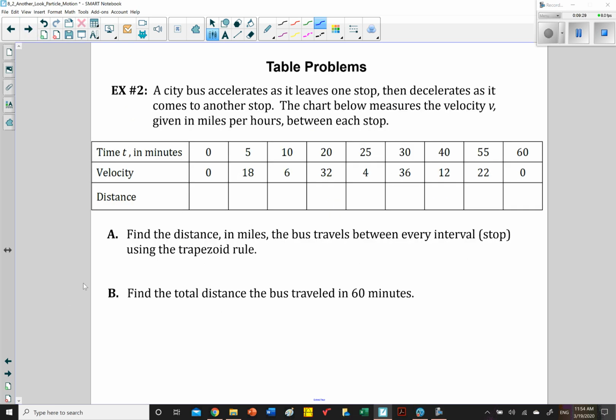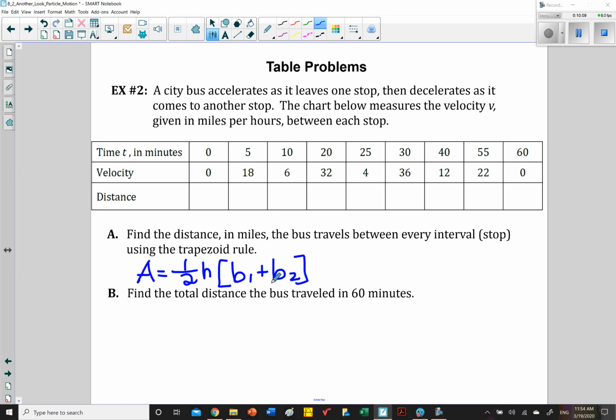Okay, here's another table problem. College Board likes table problems. A city bus accelerates as it leaves one stop, then it decelerates as it comes to another stop. The chart below measures the velocity given in miles per hour between each stop. We want to find the distance in miles the bus travels between every interval or stop using the trapezoidal rule. So the trapezoidal rule is half of the height, which is the width of our interval, the change in time, and then the velocity, or the bases, the sum of the bases.